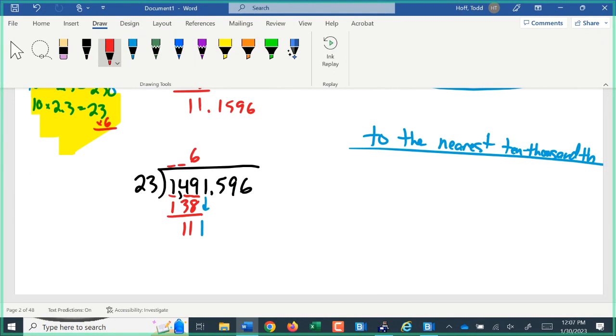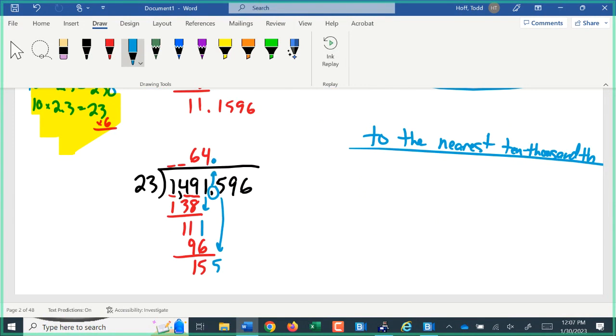23 goes into 111 4 times. 4 times 23 is 96. We subtract there, we have 18 left. Now, before I can bring down the 5, I cross the decimal points. I have to bring the decimal point straight up.